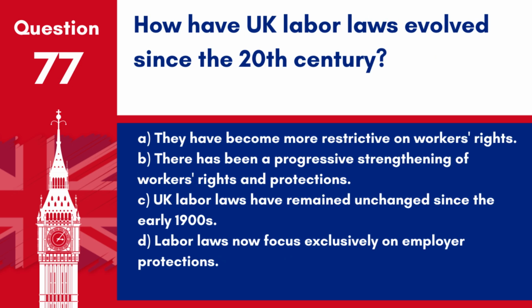Question 77. How have UK labour laws evolved since the 20th century? A. They have become more restrictive on workers' rights. B. There has been a progressive strengthening of workers' rights and protections. C. UK labour laws have remained unchanged since the early 1900s. D. Labour laws now focus exclusively on employer protections.